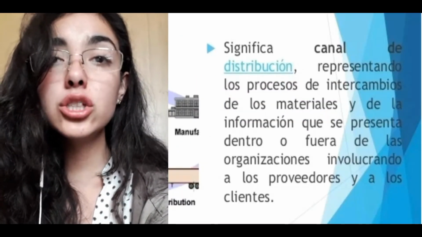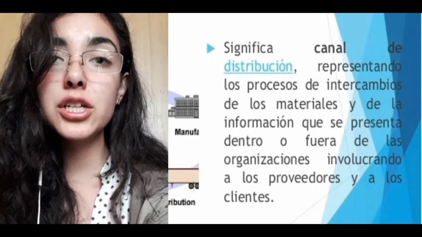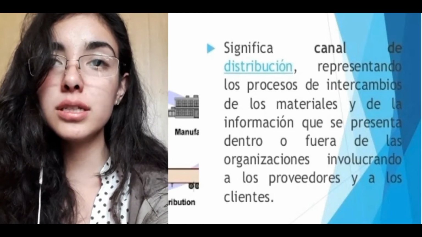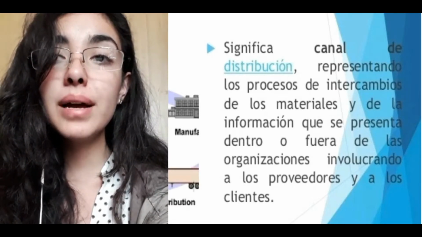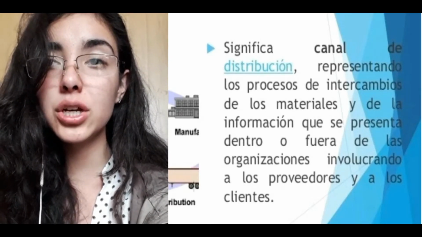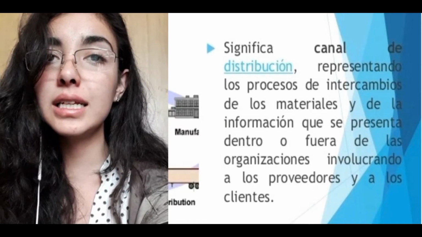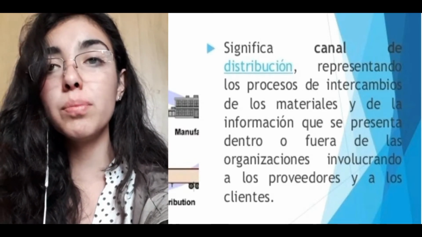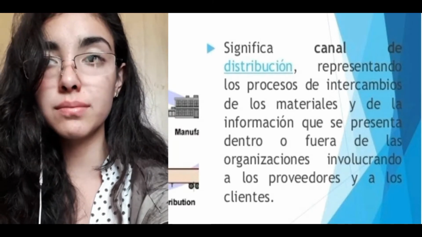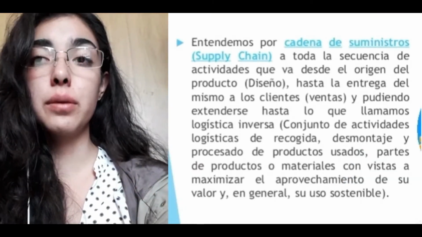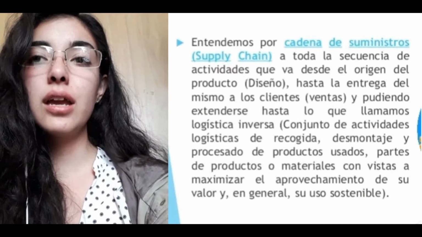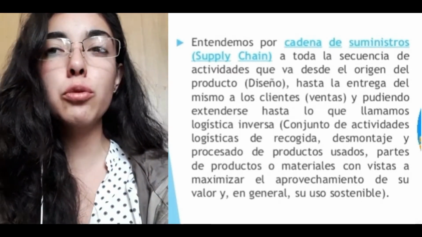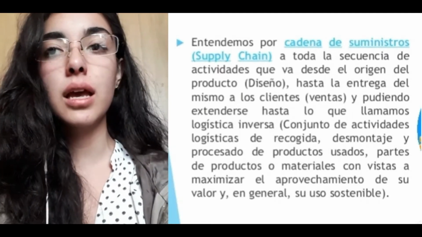Now, I will talk about the supply chain. The supply chain represents the process of exchanges of materials or information that is present inside or outside an organization, involving suppliers and customers. It goes from the origin of the product to the delivery of the same to customers and can be extended to what we call reverse logistics.